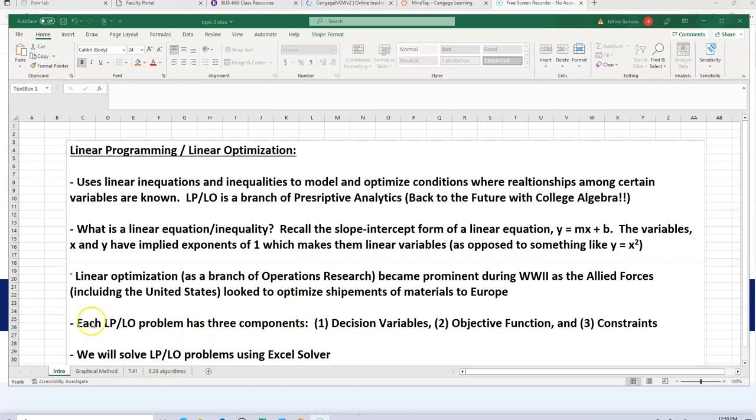A couple of key things before we go on to this first type of problem that we're going to look at, really at the root of algebra. Each linear programming or linear optimization problem has three components, every single one of them. It has decision variables, it has what we call an objective function, and it will have constraints. And for our purposes, we're going to solve these linear programming problems using an add-in to Excel called Solver.